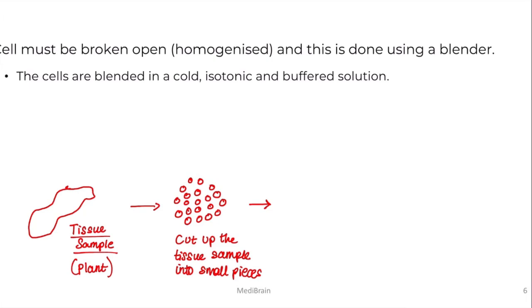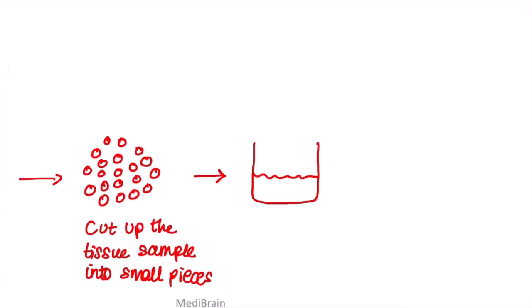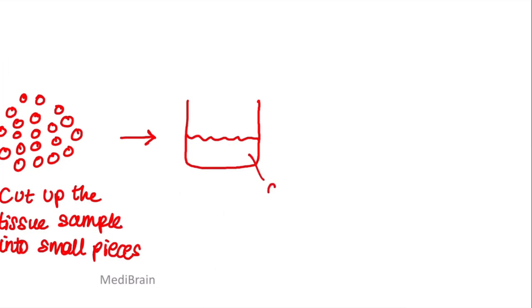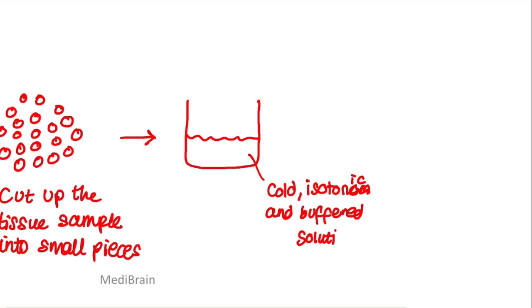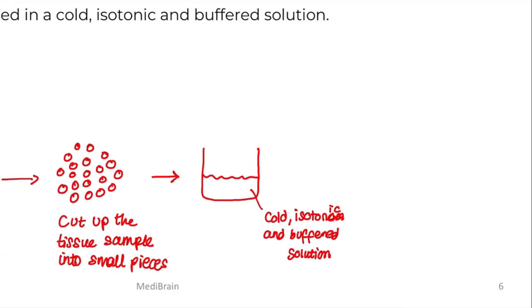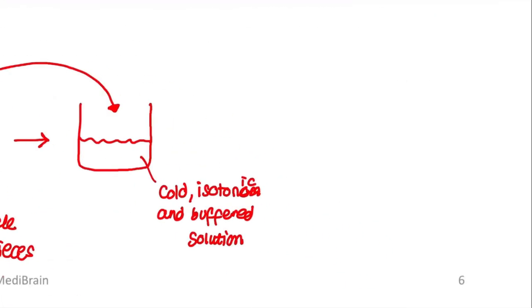Now once we've cut it up into smaller pieces, we are going to put this into a beaker. So this is our beaker, and this is our cold, isotonic, and buffered solution. We're going to add the pieces that we've cut up into this cold, isotonic, buffered solution, and we're just going to give it a stir. We're then going to add this into a blender.